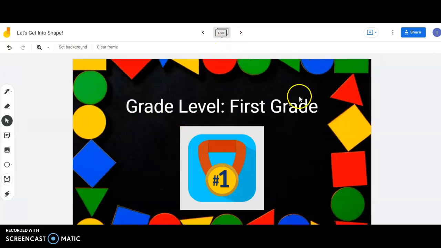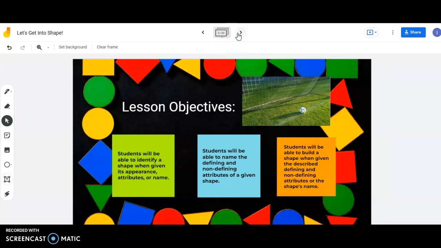Our grade level is first grade. Our lesson objectives today, boys and girls, are that students will be able to identify a shape when given its appearance, attributes, or name. Students will also be able to name the defining and non-defining attributes of a given shape. And last but certainly not least, students will be able to build a shape when given the described defining and non-defining attributes or the shape's name.